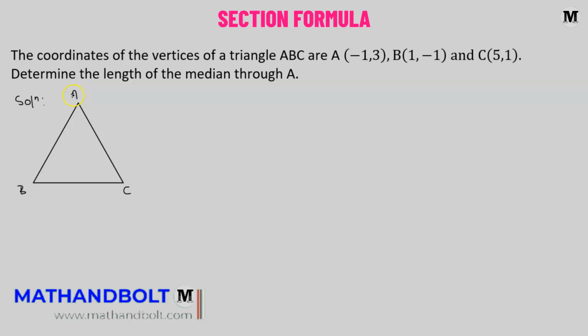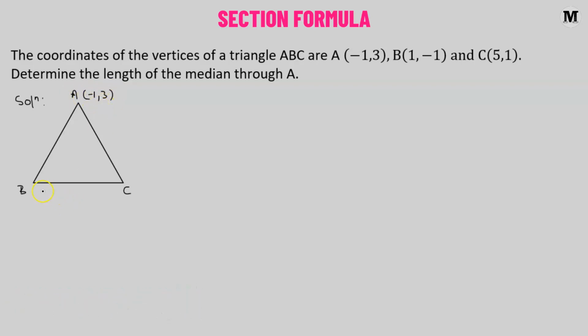Now the coordinates of A are -1, 3. Coordinates of B are 1, -1, and coordinates of vertex C are 5, 1. Now we need to find out the length of the median through A. That means let's first denote the midpoint of B and C as D. So if we join AD, that's going to be the median of the triangle, and we need to determine the length of that particular median.